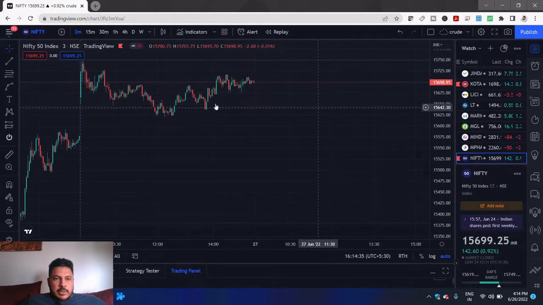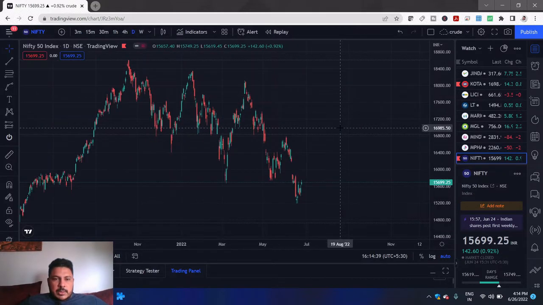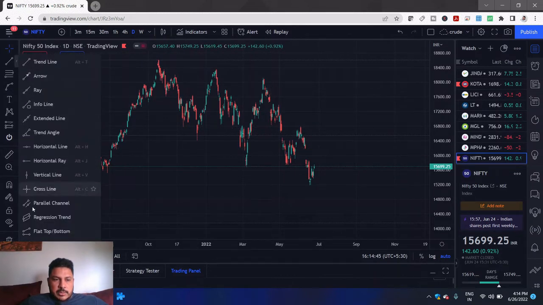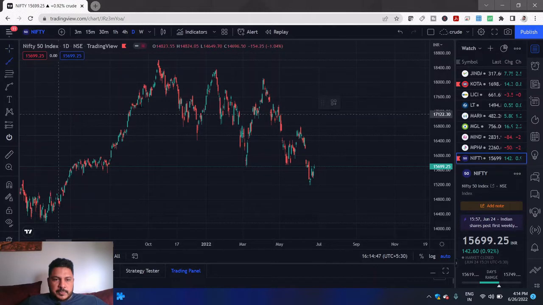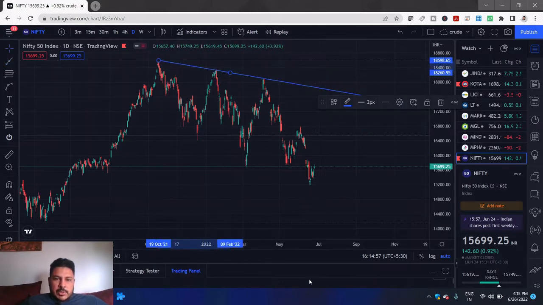So here we are on a Nifty chart. Let's analyze Nifty on a daily chart. If we have to draw a trend line, we usually use a ray. We pick the highest point and try to touch 3 points, right? That's our normal style. So this is your normal trend line.